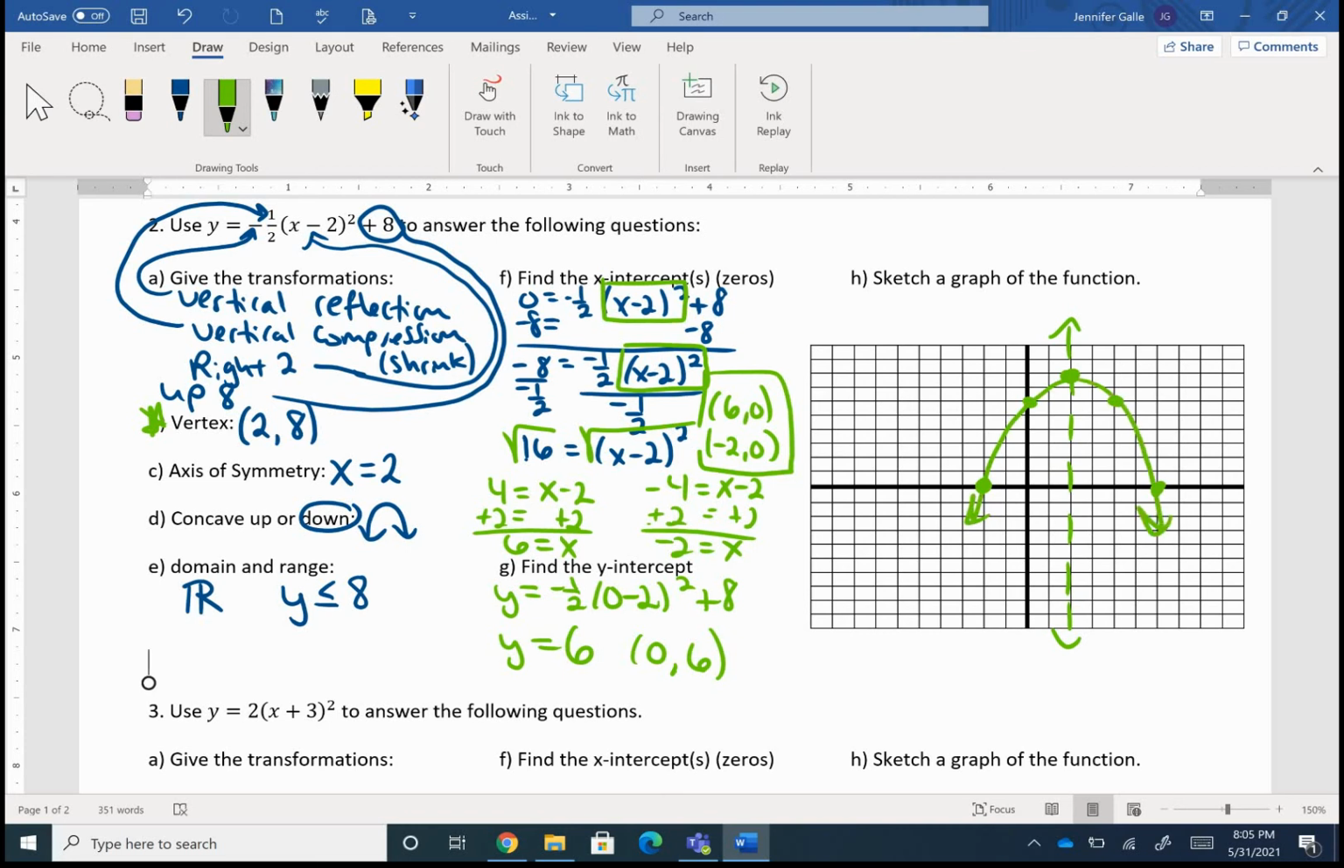So if I really want to double check myself, I go back to my transformations. Should have a vertical reflection, which means our graph should be upside down. It is. Vertical compression, our graph opens a little bit wider. It's decreasing a little bit more slowly. Our graph is shifted over to the right 2 and is shifted up 8. You could also enter that equation into your graphing calculator into the y equals. Press graph. Make sure the two match.